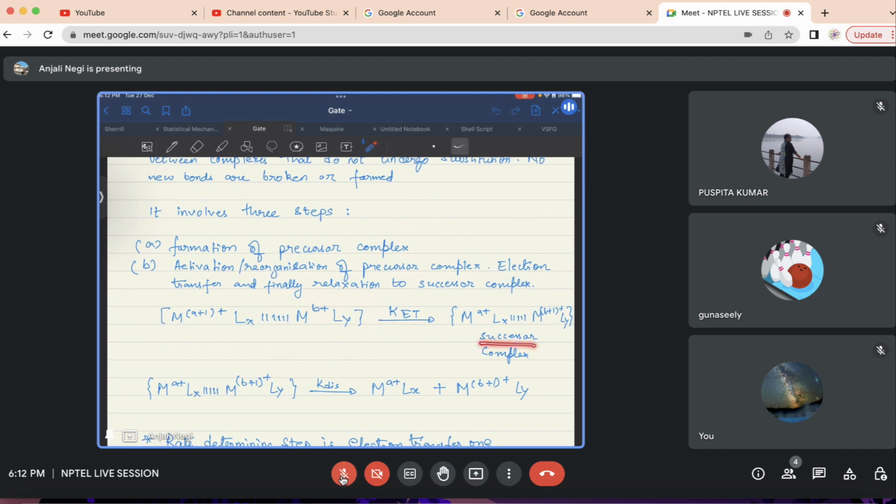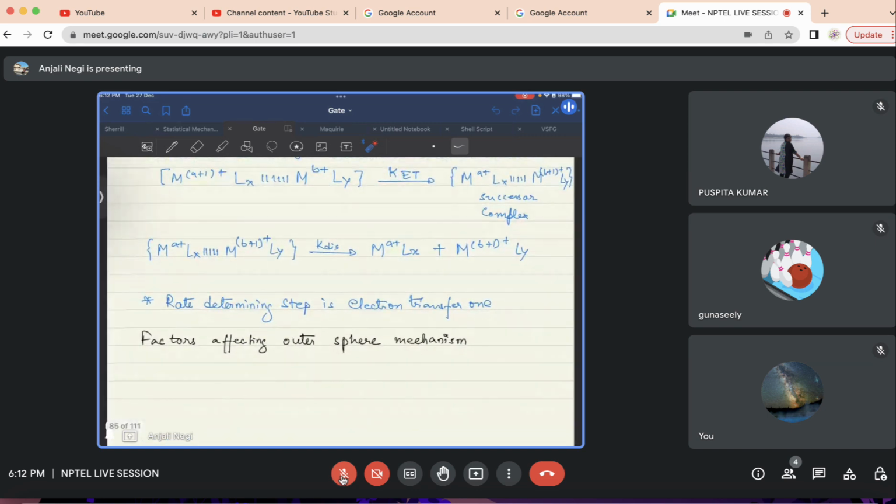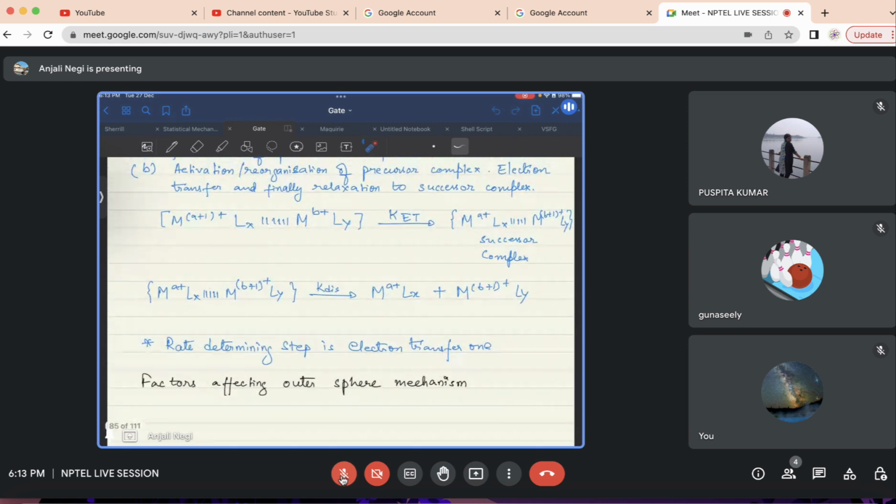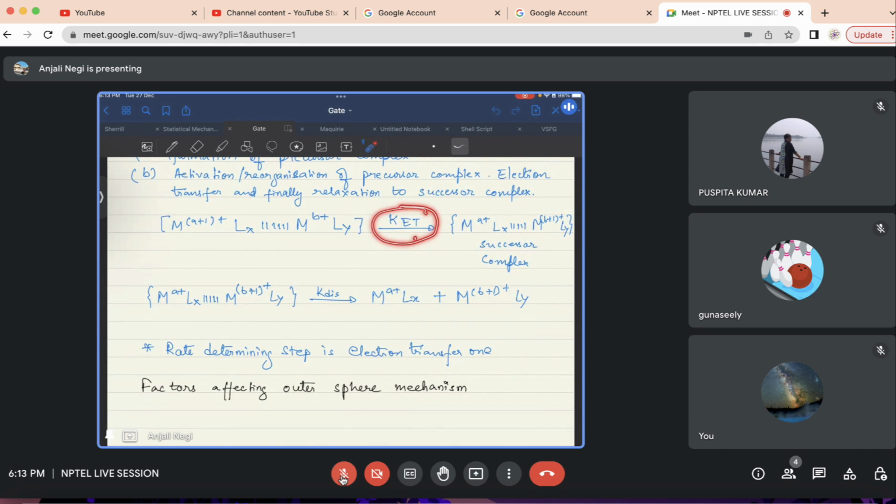Now after the successor complex, they are again very close to each other, so they have to separate. So there is a K dissociation. When it dissociates, it will again be a complex of MLX and MLY, but with different oxidation states. So now we say that these two complexes have done electron transfer by following the mechanism of outer sphere electron transfer. The rate determining step is electron transfer. So we say that the electron transfer step is the rate determining step, it is the slowest step.